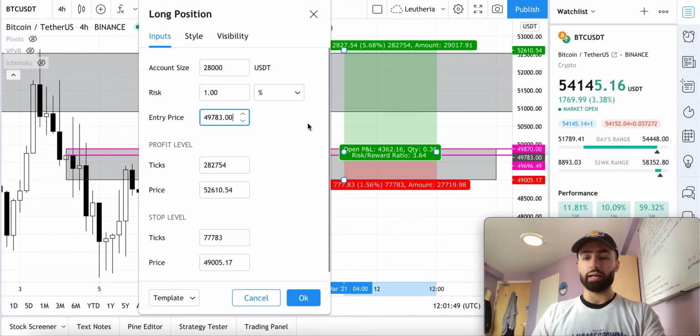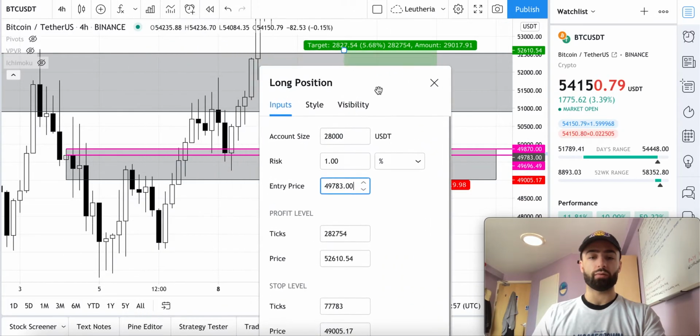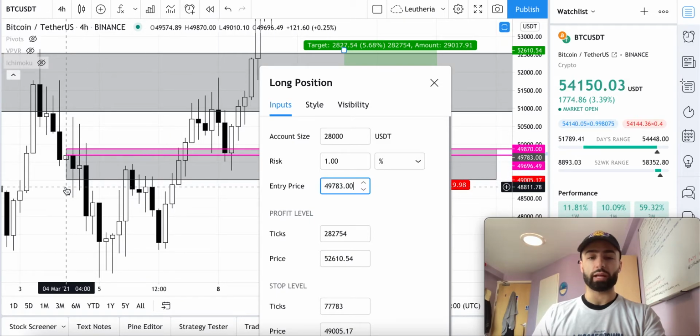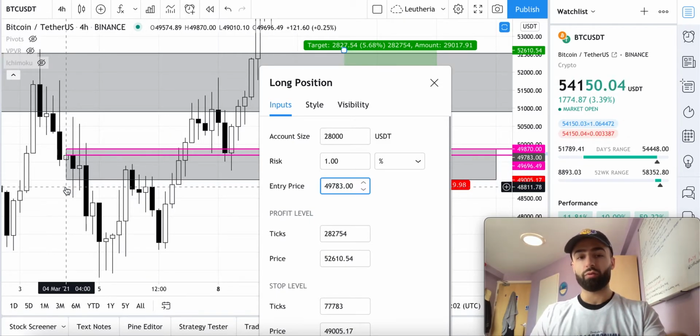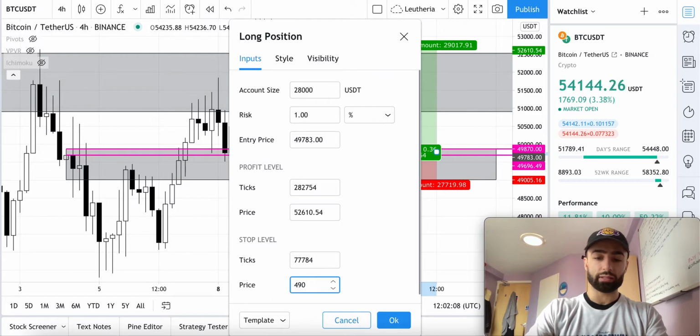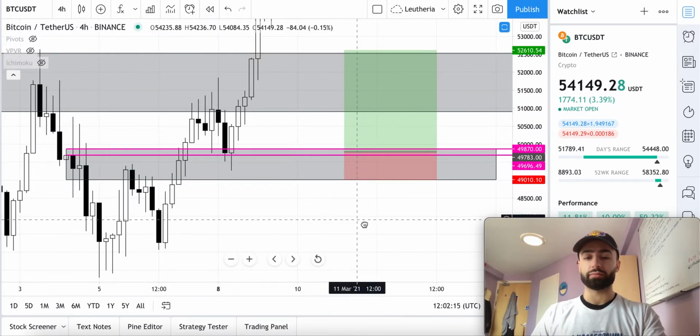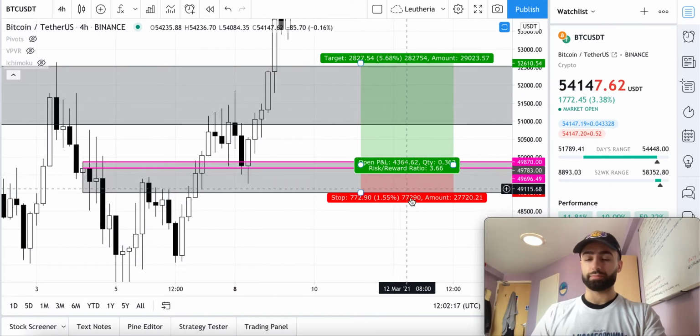So that, and then click enter on your keyboard. That will then shift the entry to, in this case, 49,783, and then our stop loss level, which we know right here. If we put our cursor over that candle, we can see the low is $49,010.10. So we will put that right here, $49,010.10. Click enter. So now we have our exact percentages that we want.